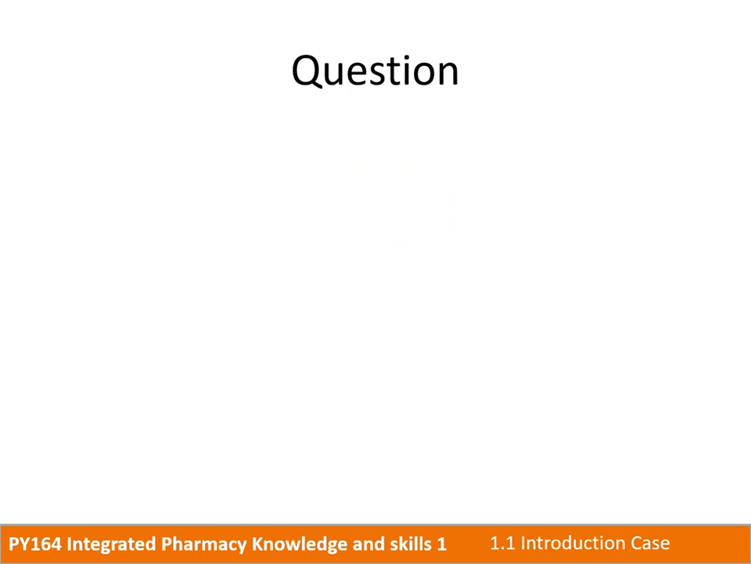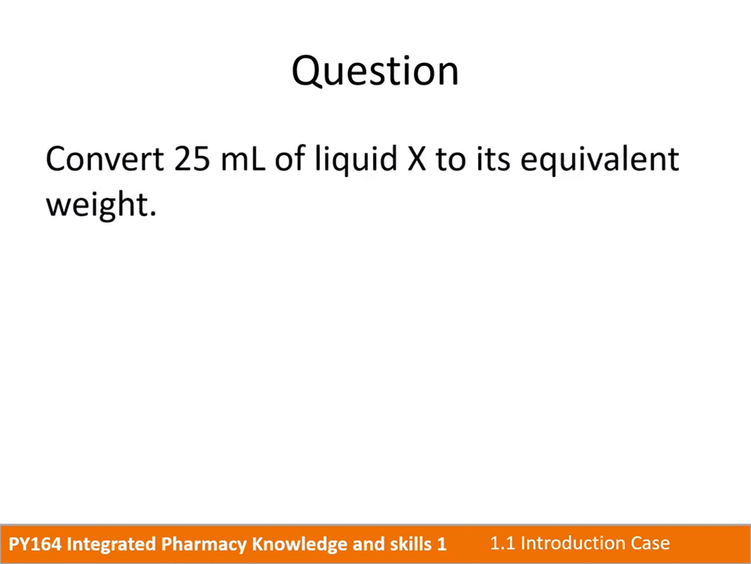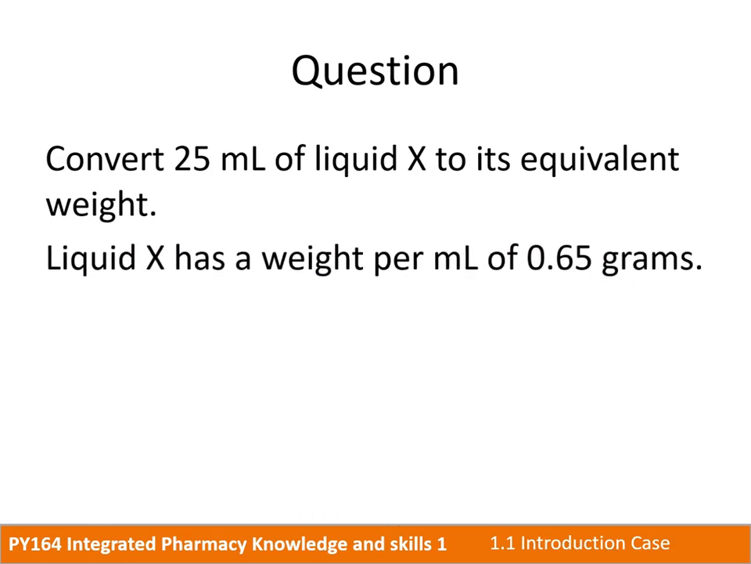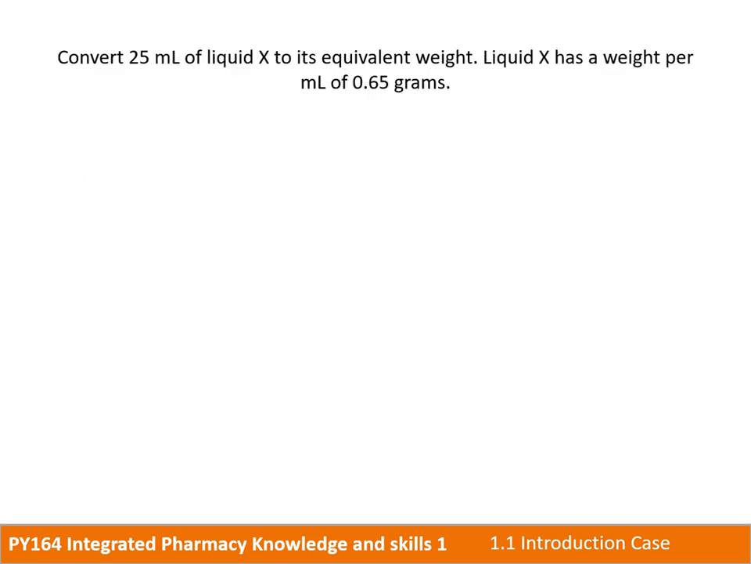So how does this help us with calculations? Well, let's look at a typical type of question that you might get. One question might be, convert 25 mils of liquid X to its equivalent weight. We are told that the density, the weight per mil, is 0.65 grams. That's our weight per mil. So for every mil of this it weighs 0.65 grams.